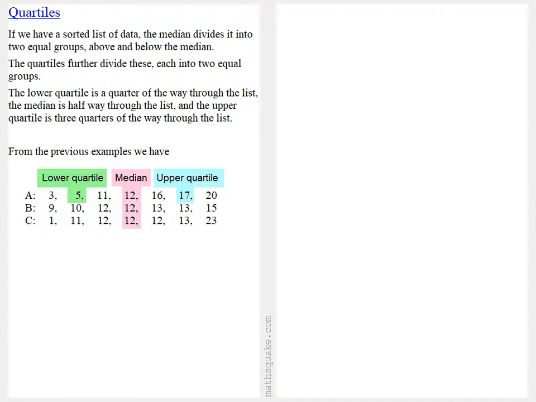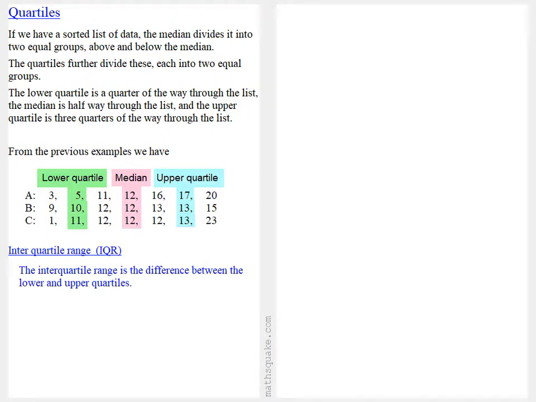Now in group B, the lower quartile is 10 and the upper quartile is 13. And in group C, the lower quartile is 11 and the upper quartile is 13. Now we can define the interquartile range, or the IQR, as the difference between the lower and upper quartiles.